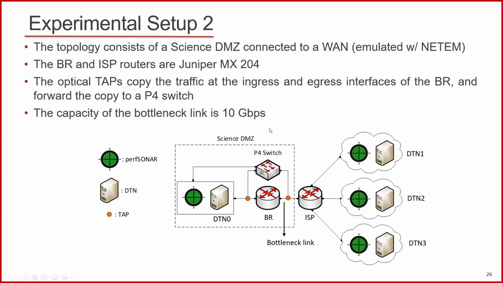Next we will be evaluating the capability of the system to monitor per flow statistics. Now, instead of one external DTN, we have 3 external DTNs and one internal DTN, or ScienceMC. They are again connected through 2 Juniper routers, the border router and the ISP. The P4 switch is deployed passively, and the bottleneck link is the link connecting the border router to the ISP, with a capacity of 10 gigabits per second.